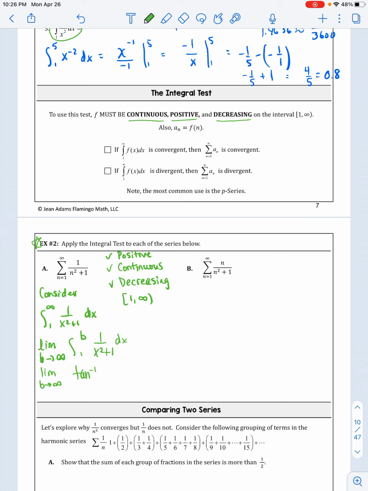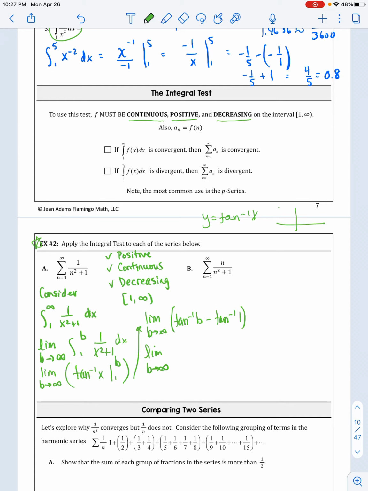Dx. So we had to change that to a limit because it was an improper integral. And so now we're going to say, oh, this is inverse tangent of x from 1 to b. And so we are going to look at inverse tangent of b minus inverse tangent of 1. And then we'll take that limit. We'll look at it as b goes to infinity.